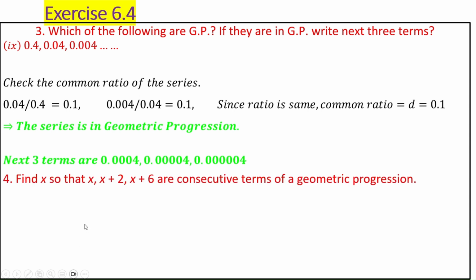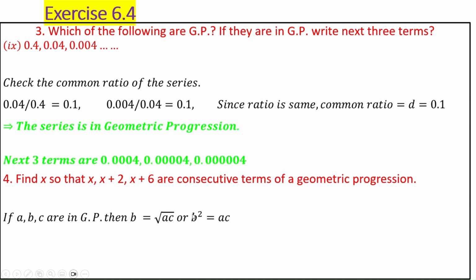Okay, the fourth problem. Find x so that x, x plus 2 and x plus 6 are consecutive terms of a geometric progression. These three are consecutive terms of a geometric progression. We should find x. So we know if these three are consecutive terms, the common ratios are the same. If A, B, C are in GP, basically B by A equals C by B. That means B square equals AC, or B equals square root of AC, right? One of it is true.